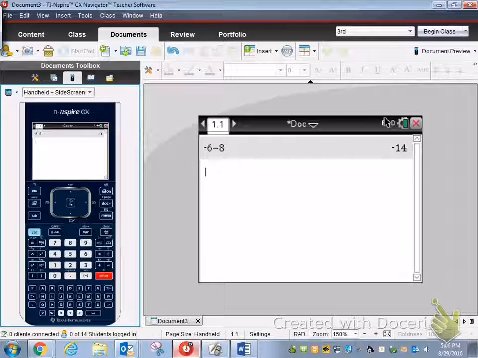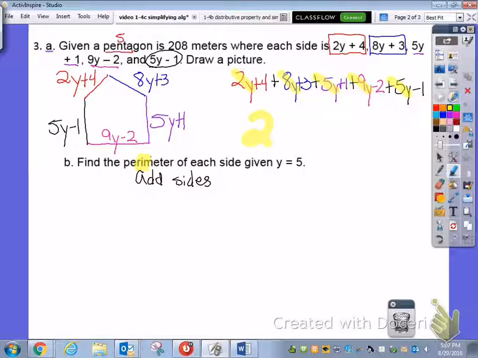So you have 2 plus 8 plus 5 plus 9 plus 5. And that is 29. So that is 29, and they each have a y. Okay? On here, looking at your picture, 2y, 8y, 5y, 9y, 5y. I just think it's easier to do it from the picture. Okay? Now, I've used all the y's. Now I'm going to look at the ones that don't have a y. The ones that don't have a y are 4, 3, 1, -2, -1. All of those don't have a y.